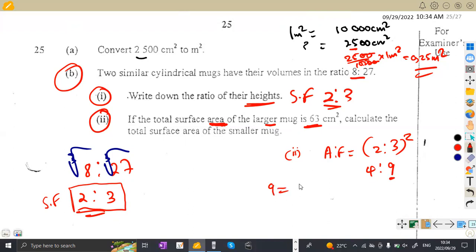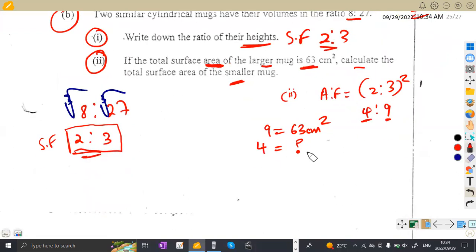So 9 is equal to 63 square centimeters. What about the one for the smaller mug? The smaller mug has got 4 according to ratio, but what about its actual area now? We can use our proportion, less here.